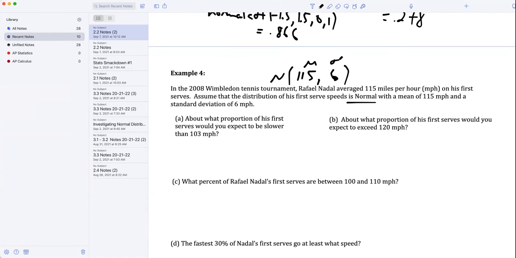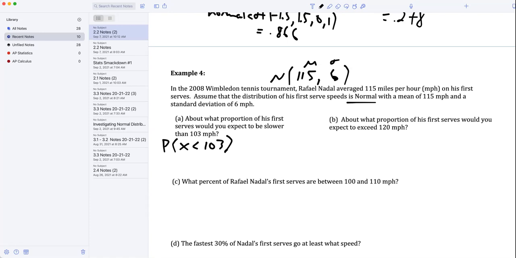Students miss points often for being lazy. So don't be lazy. I want you to write down all of this process and get all the points for stuff that you know how to do. Okay, so I want to find the proportion that x is less than 103.